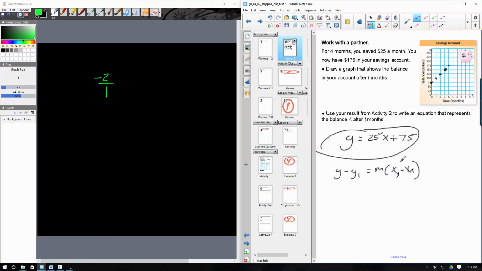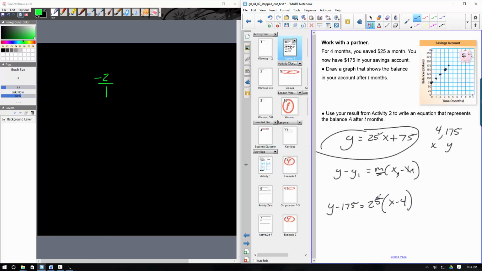And I'll put some numbers in here so we can actually see it. If I plug in these numbers, my ordered pair here would be 4 and 175, right? So this is my x term, and this is my y term. Let's plug this in. So I'm going to have y minus 175 equals my slope, which in this case we said was 25, which has been established here. So I'll say 25, that's my slope. And then my x value, so it would be x minus 4.